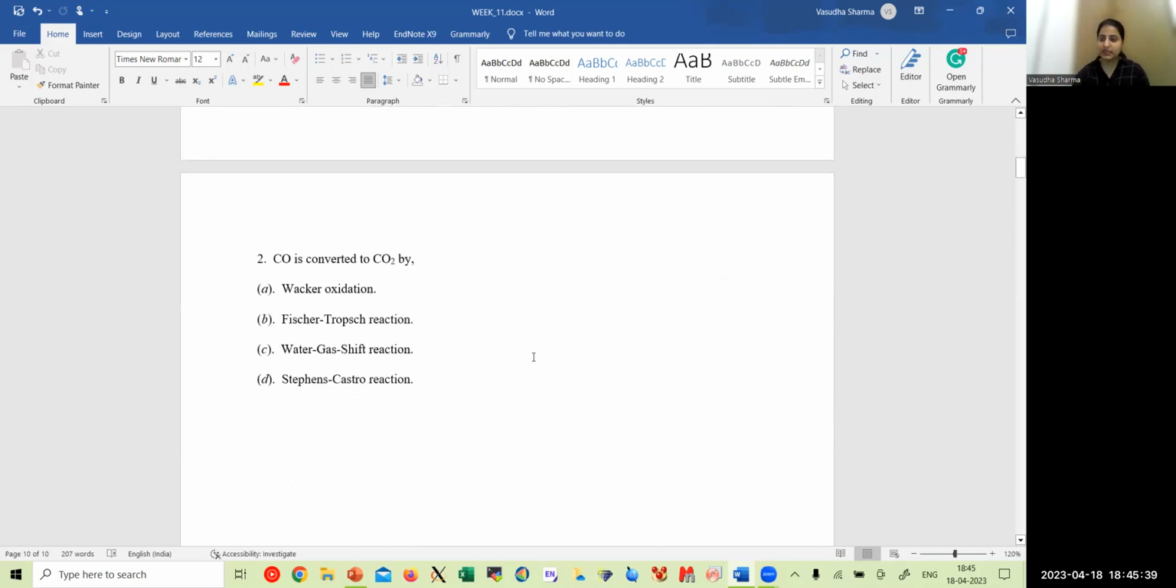Now, the second question is the carbon monoxide is converted to carbon dioxide by. So if you remember clearly, carbon monoxide when treated with H2, it will have an equilibrium with carbon dioxide plus water with a certain amount of delta H. So this is nothing but your reduction step.